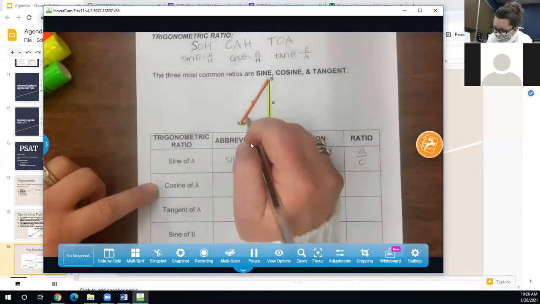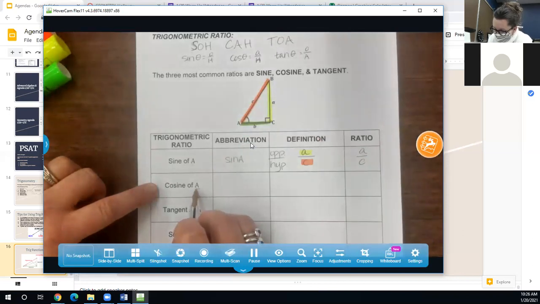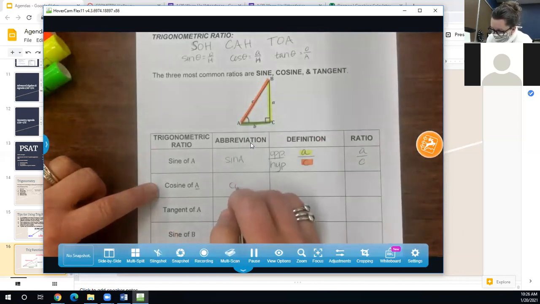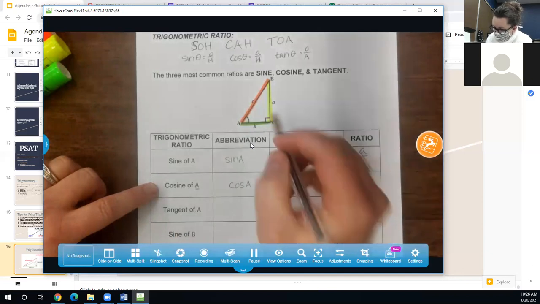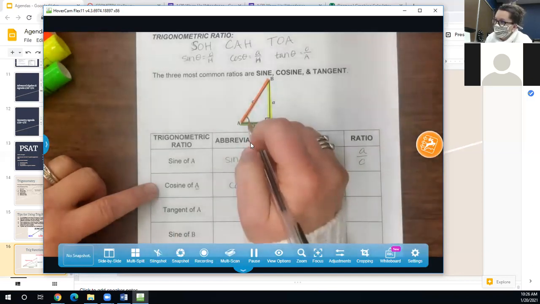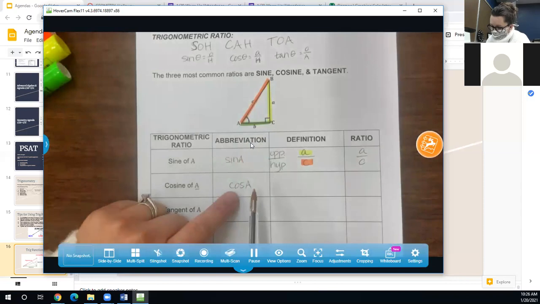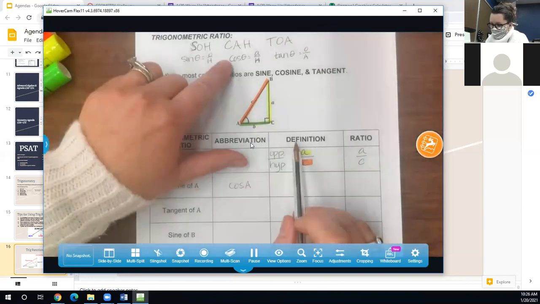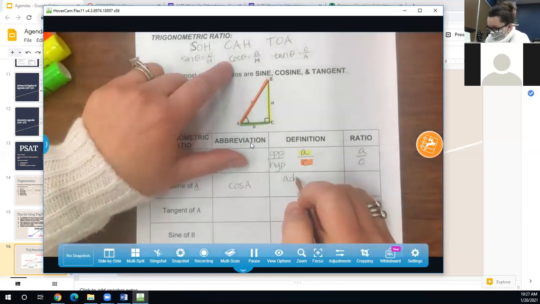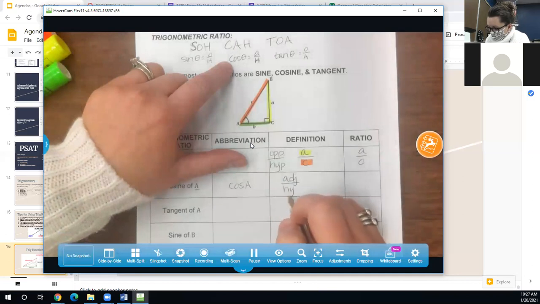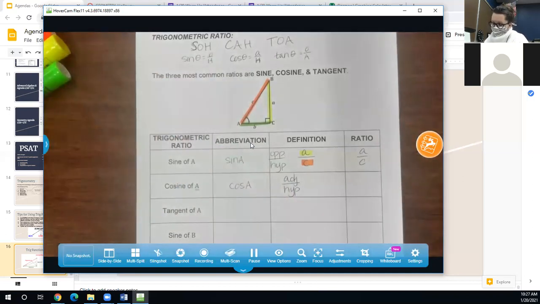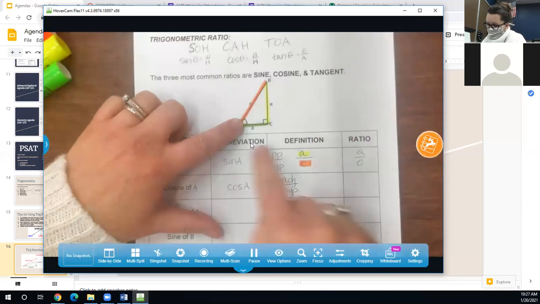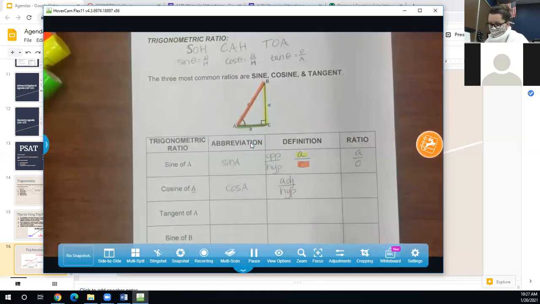We're still going to start with A. See, it says cosine of A. So my abbreviation is cos A. So we're going to start at the given angle. My cosine definition is adjacent over hypotenuse, right? So I'm going to look from A, adjacent, next door neighbor is b.